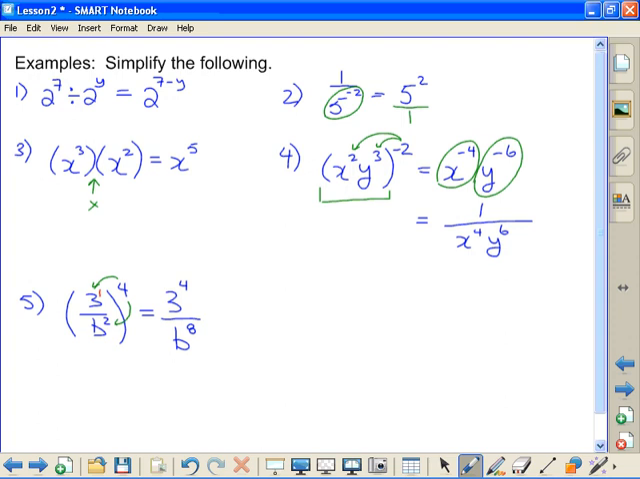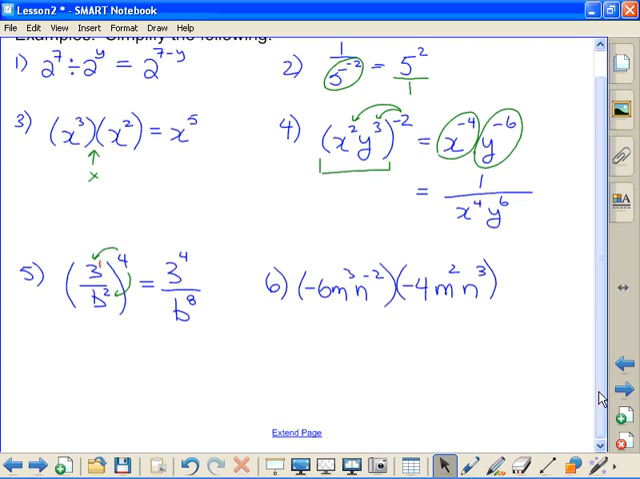All right. Moving along here to the next example. If we have negative 6 m cubed n to the negative 2 and negative 4 m squared n to the cube, we want to simplify that expression. What will it look like? Remember that you can multiply like terms together and apply the exponent laws that apply.